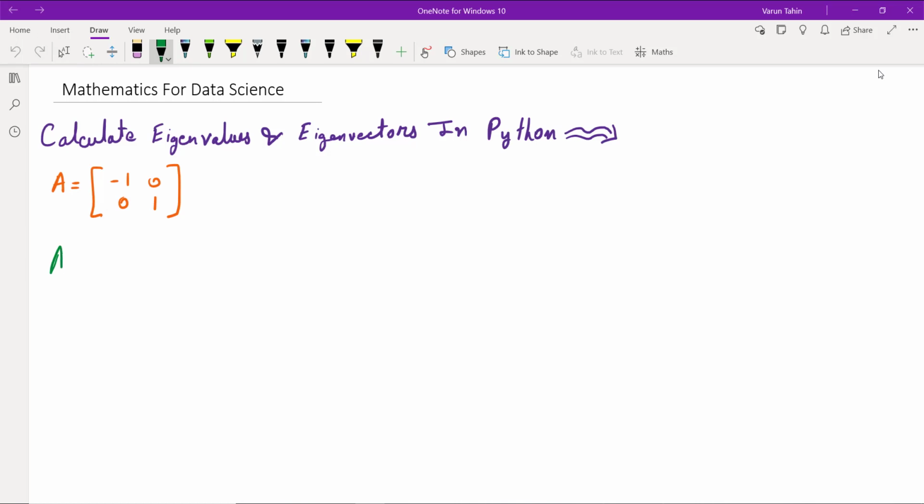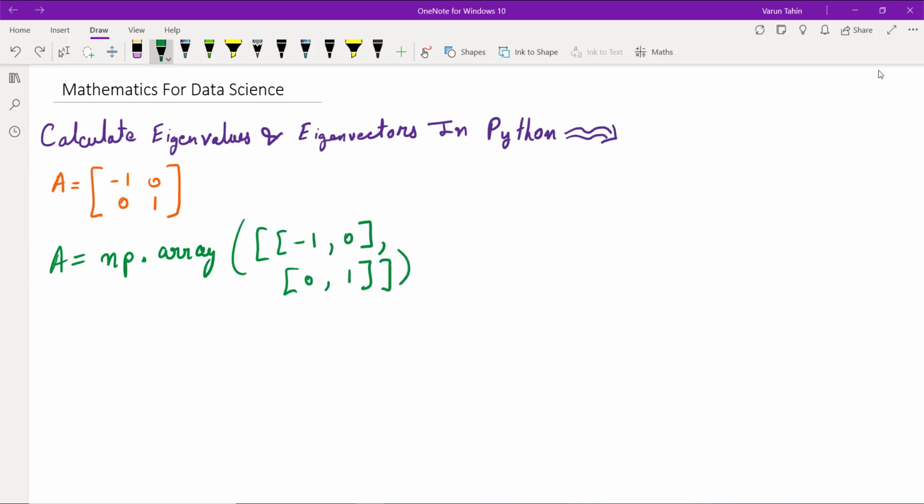First we will form the array by np.array, where np is nothing but the NumPy alias, and here we will have the array in the form of -1, 0, 0, 1, right? And we can straight away do np.linalg, which is the linear algebra utility inside NumPy, and do .eig to calculate the eigenvalues and eigenvectors for this matrix.